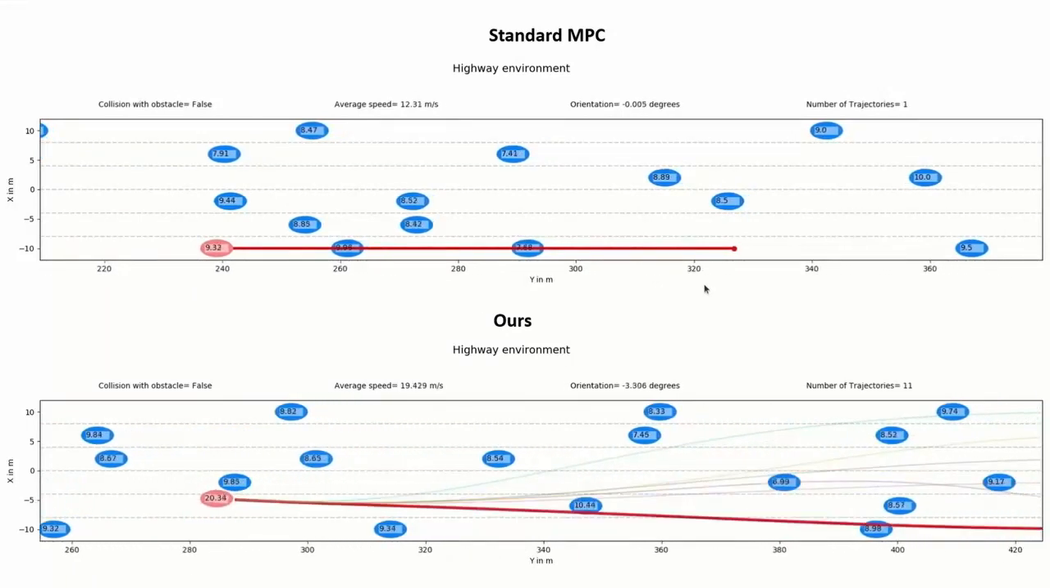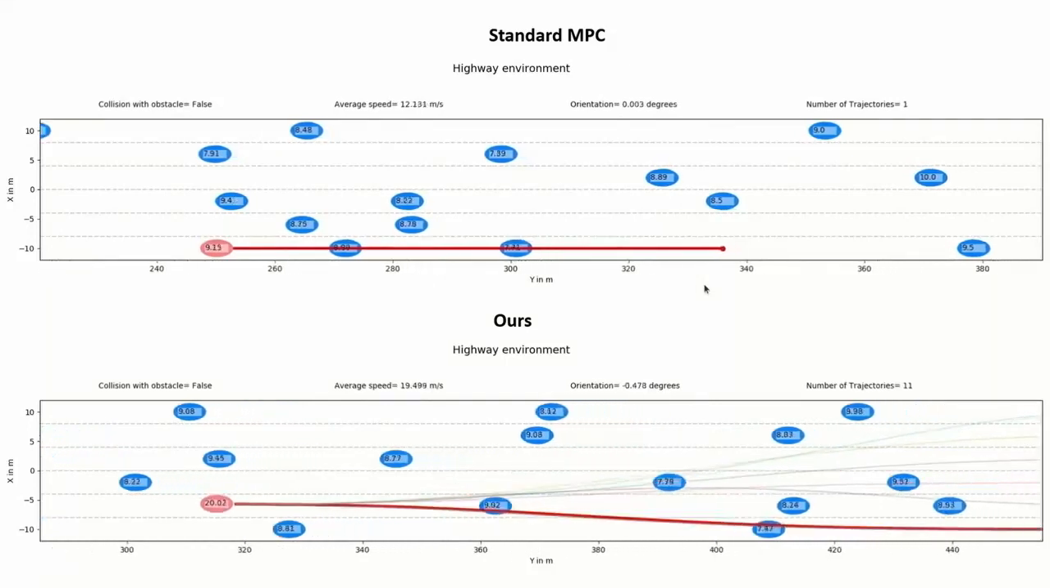As you can see, the standard MPC is stuck behind slow-moving vehicles and has to reduce its velocity to almost 9 meters per second, while our ego vehicle with our batch optimizer is moving at a velocity of 20 meters per second.